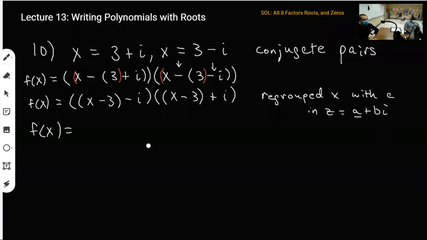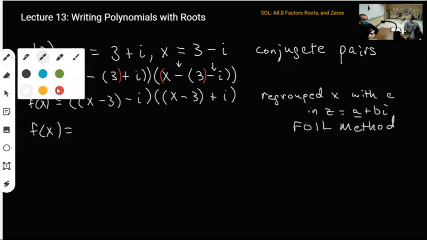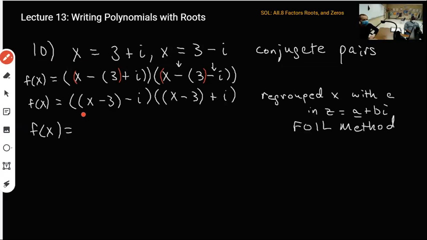Okay, so now that we've regrouped, we can do the FOIL method. Let me show you how that works. The first thing I'm going to do is underline the first two terms, the x minus 3 and the x minus 3. And when I multiply both of those together, I'm going to get x minus 3 times x minus 3, but I'm going to write it as a square term.